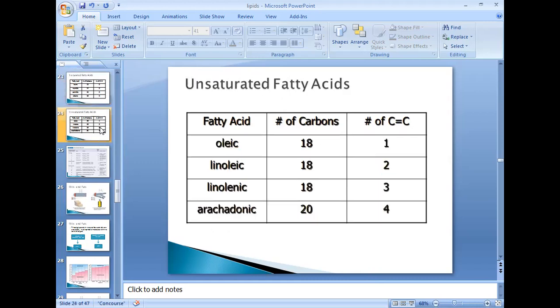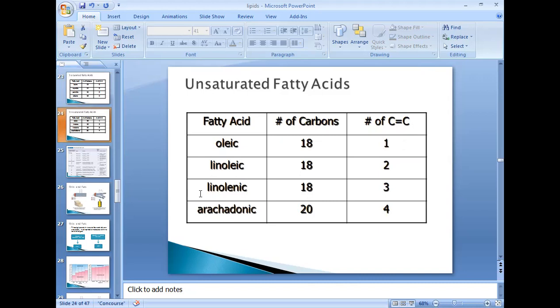Now the unsaturated fatty acids. As I told you, in unsaturated fatty acids one or more than one double bond is present. So in oleic acid, 18 carbons with a single double bond are present. That's why it is a monounsaturated fatty acid.